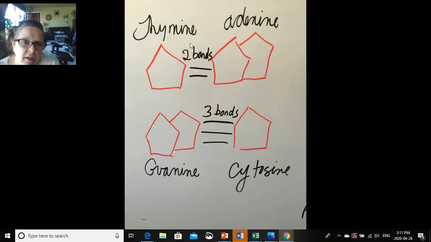It's kind of important to note too that they can only go together this way because of the way they bond together. So thymine and adenine form 2 bonds, and guanine and cytosine form 3 bonds in between them. And these are hydrogen bonds. They're quite weak bonds because they need to be easily broken apart as the DNA molecule unzips.